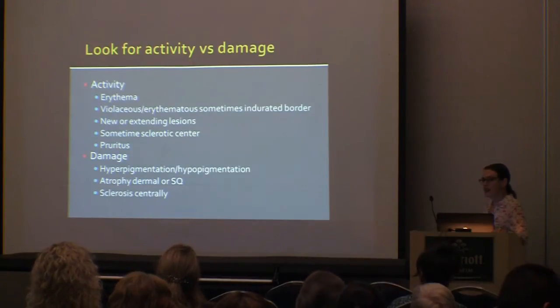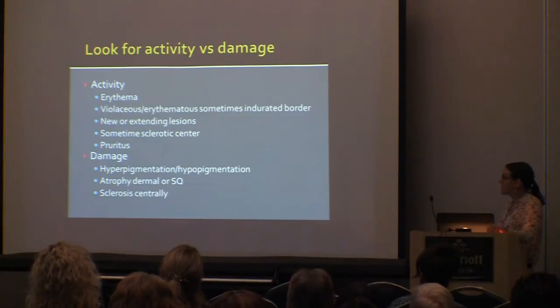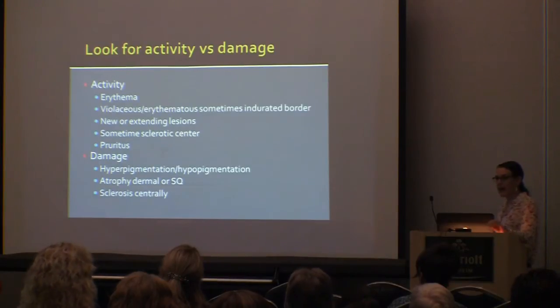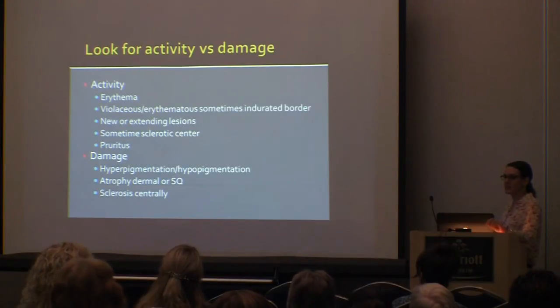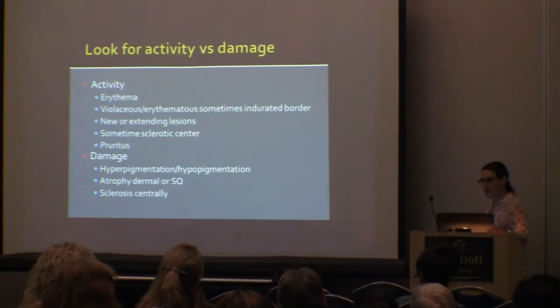Okay, so we kind of talked about the subtypes. So when I see a patient, I look for what subtype of morphea they have. The other thing I look for is activity, or active morphea, versus damage. And this is really key because distinguishing between these two will determine how you manage the patient and what treatments are appropriate.